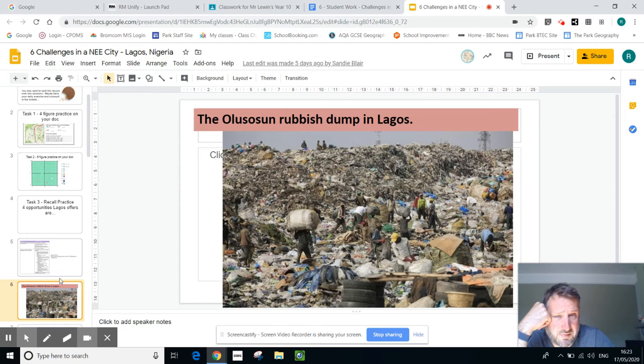This is the Olusosun rubbish dump in Lagos. It's a hive of activity. People move from all countries all over West Africa, neighbouring Nigeria, so Cameroon and Benin, Togo, Mali and Burkina Faso. They all come to Lagos because it's the place with the money, the place with the jobs, the place with the water, the place with accommodation and hospitals and schools and all those kind of things. And there's the rubbish dump.